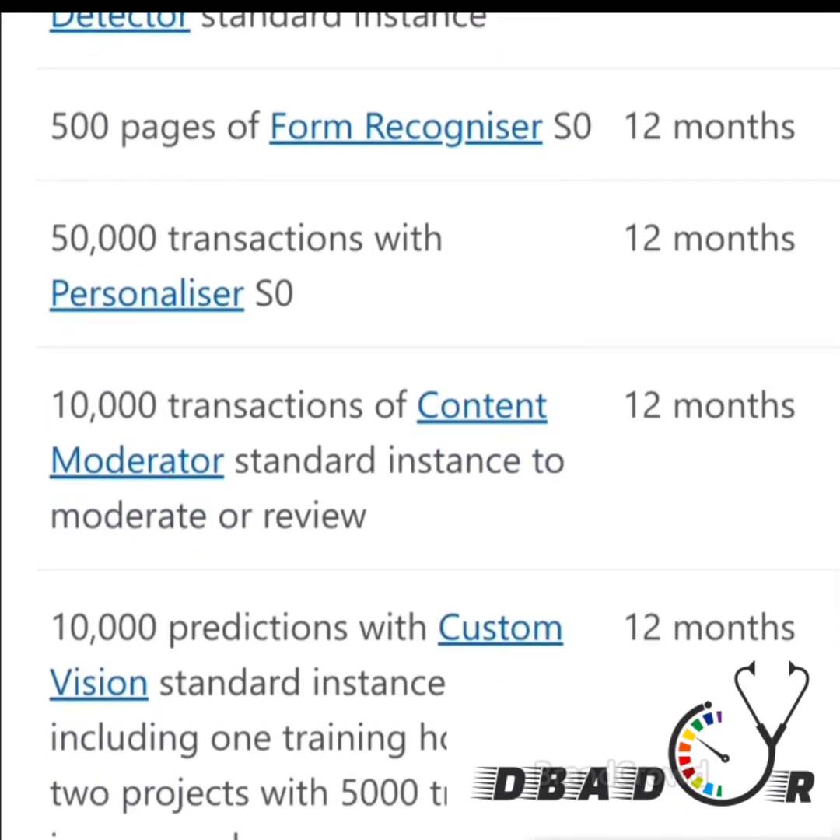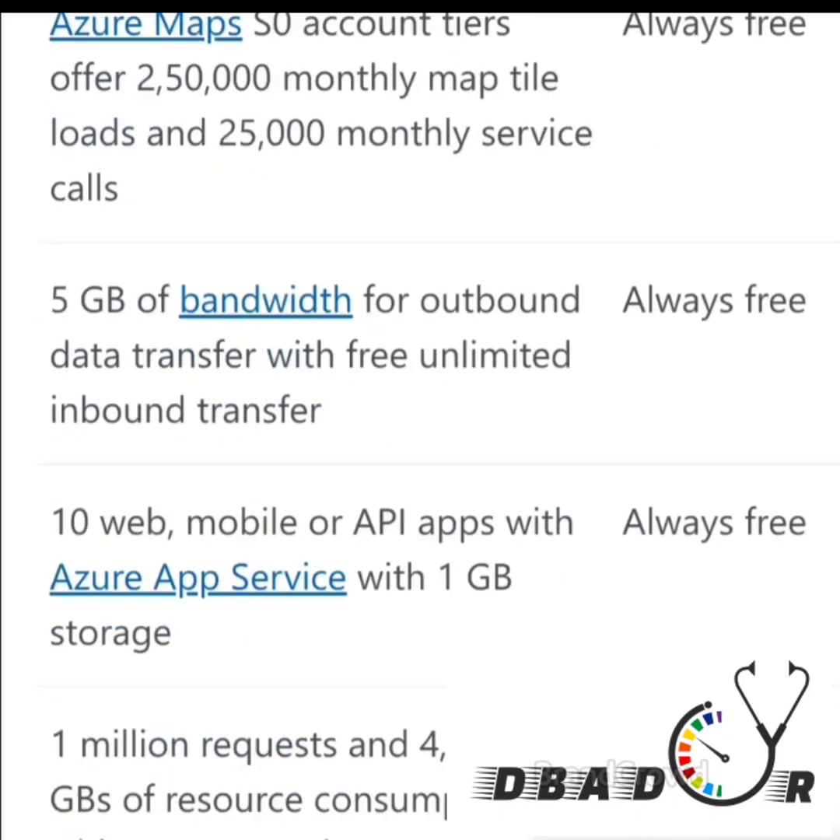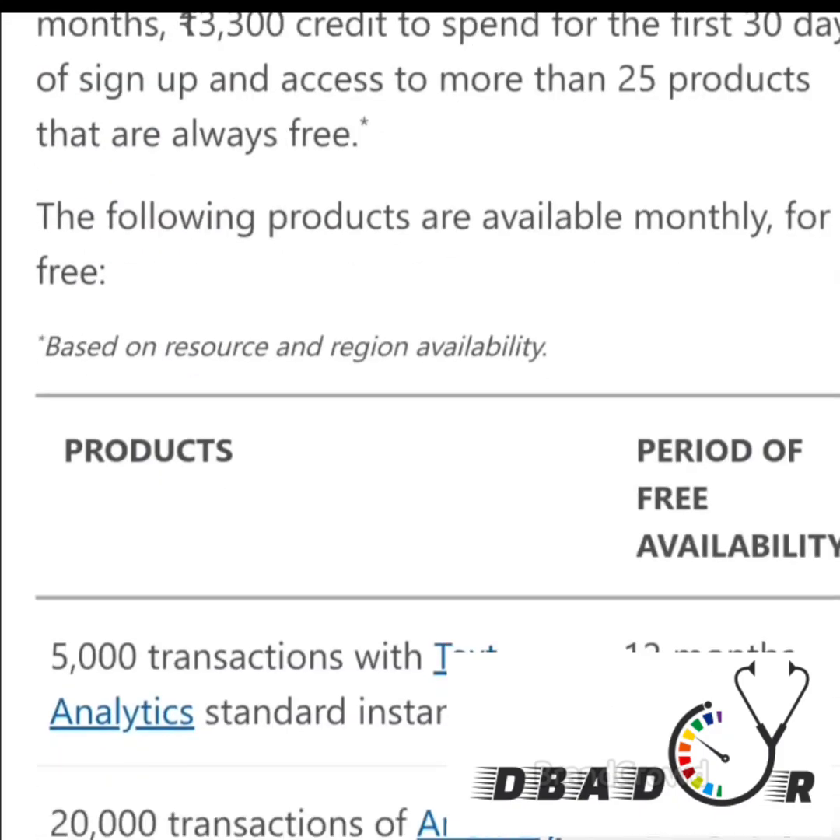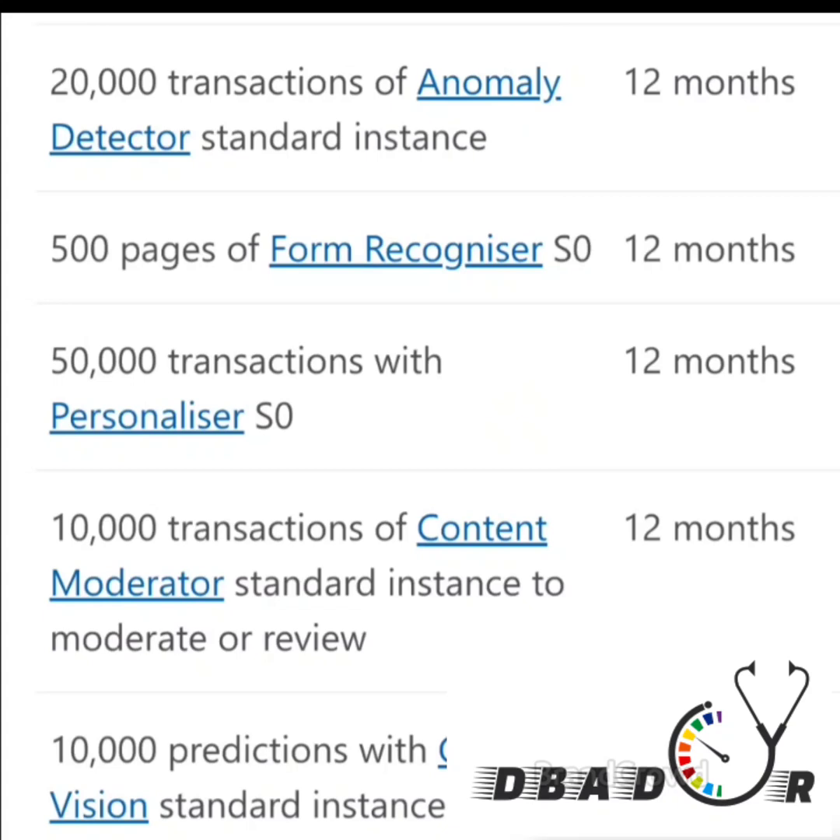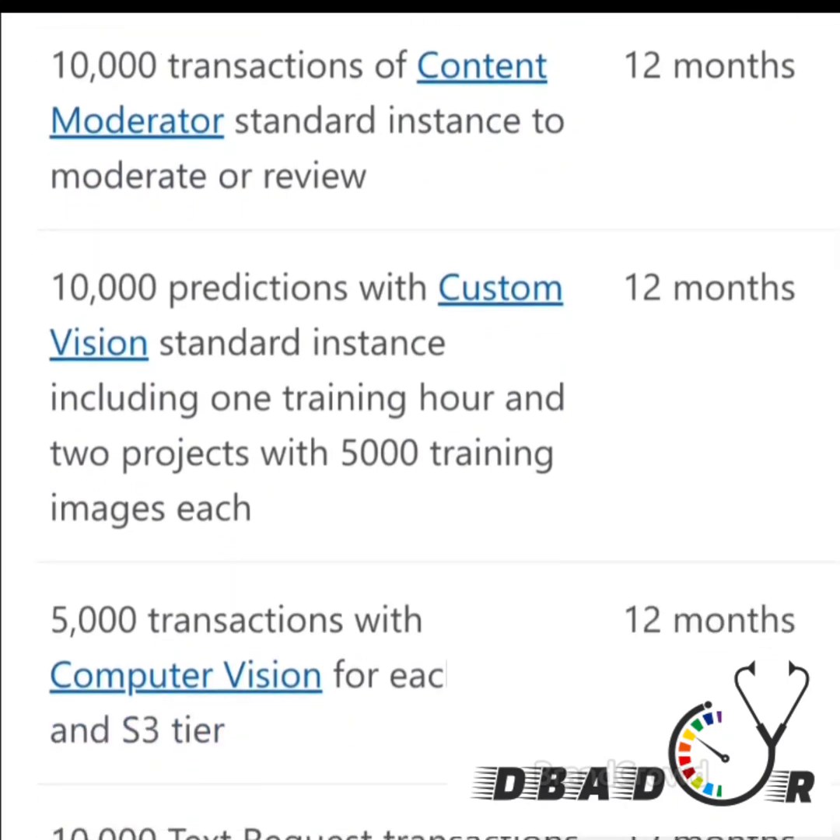Okay, in this, like 5000 transactions with text analytics standard instance, that will be provided for 12 months. Every free service will be provided for 12 months, but there are certain limitations that I'll explain. A transaction means 5000 transactions, inbound or outbound, that you can avail for analytics. Okay, and 20,000 transactions for Anomaly Detector are free for 12 months. 500 pages of Form Recognizer are free.